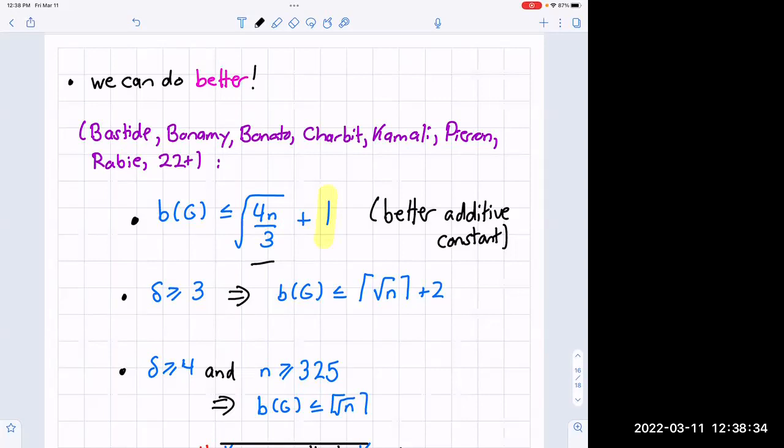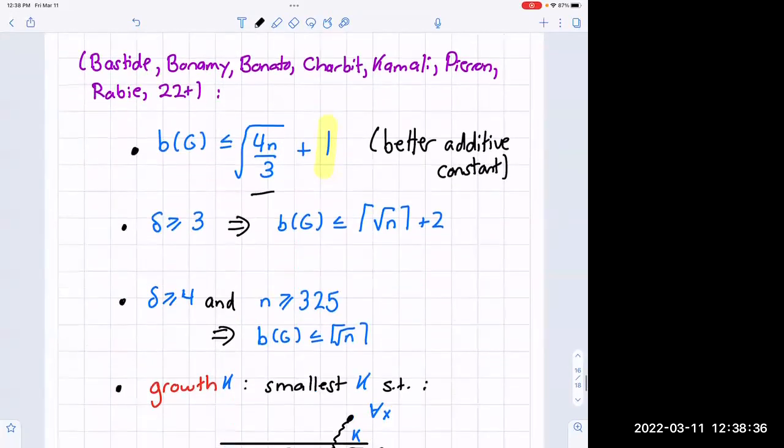And in fact, if the minimum degree is at least 4 and n is sufficiently large, in this case 325, then what you've got is the full-on conjecture. So it feels like we're getting a lot closer. Obviously, we want the delta to go all the way down to 1. I mean, that's really in the realm of trying to find these bounds.